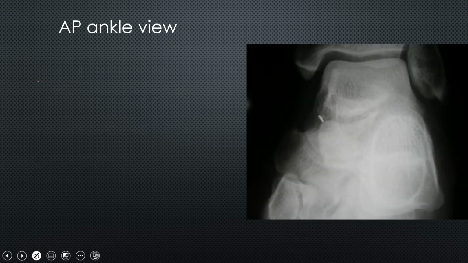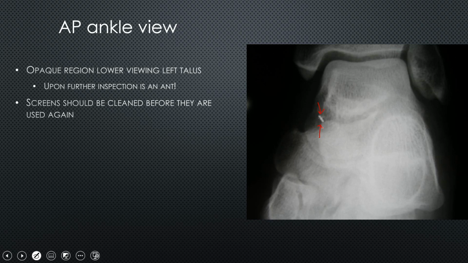Alrighty, here we have an A to P ankle view. As we can see, everything looks pretty good for the most part, but we see this little opaque thing. If you look closely, I think you can see little legs on this thing, and this ended up being a little ant. So make sure the cassettes are clean, and that no other little buggies are around to get into the cassettes or any of the screens.